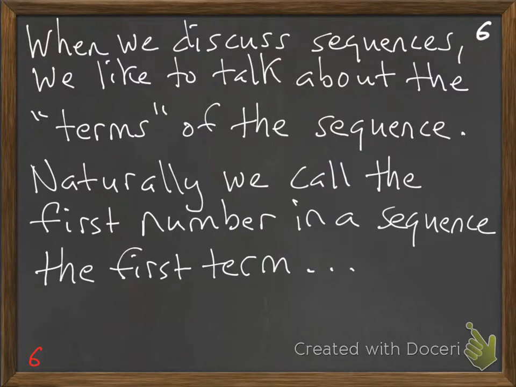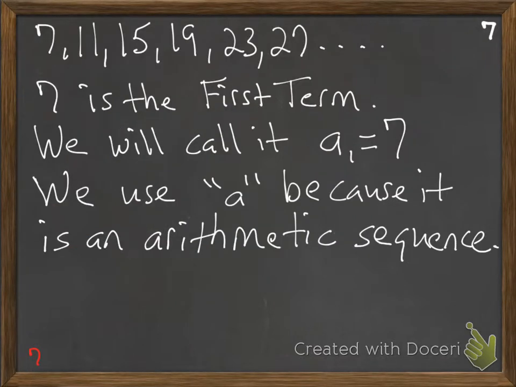When we discuss sequences, we like to talk about the terms, and you heard me mention those in previous slides. Naturally, we call the first number the first term. And we say A with a subscript 1. 7 is the first term. We will call it A subscript 1, and we're going to say it equals 7. Instead of A subscript 1, usually we just say the first term, but we write it like this. We use the letter A because it's what we see in the beginning of arithmetic sequence. So A.